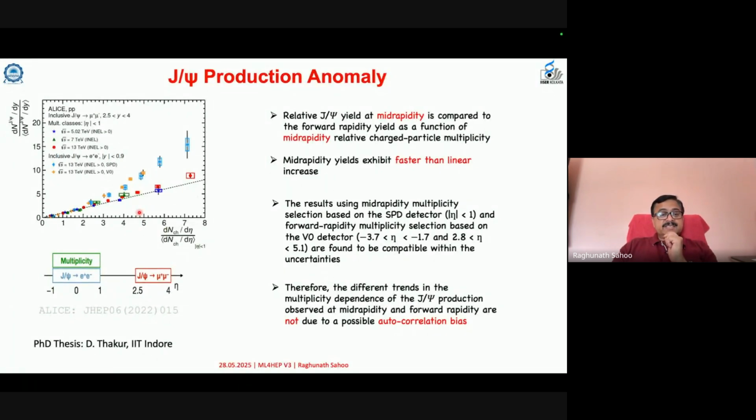And what we could see is there is a non-linearity, or deviation from linearity, in the behavior of forward rapidity dimuon channel J/psi production, unlike e+e-, which is following a linear behavior. Of course, we studied the autocorrelation bias: if my signal is at the forward rapidity, my x-axis measurement should be at mid rapidity and vice versa. Thereby, these autocorrelation studies are done, whereas we found that the behavior in the particle production is different.